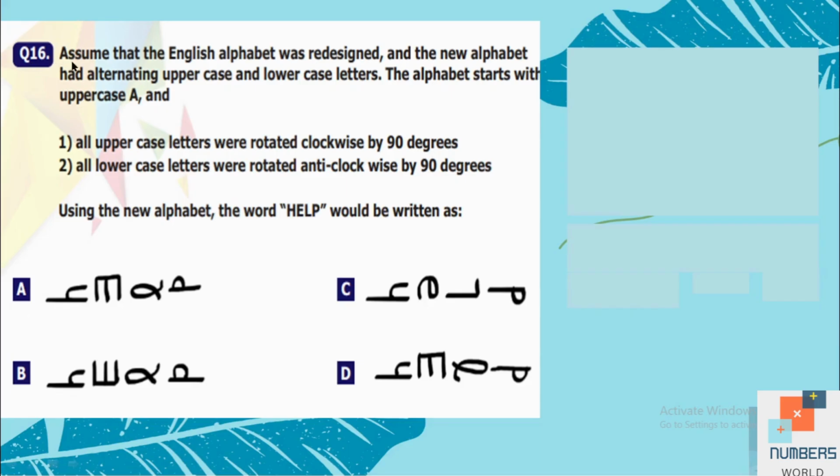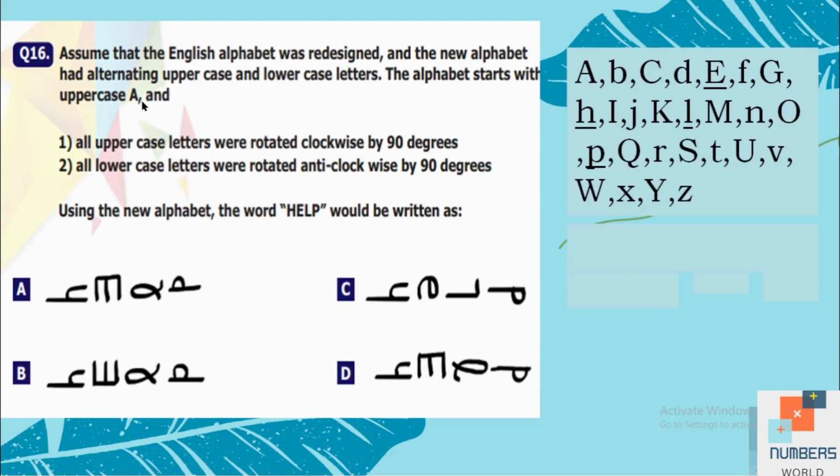Question number 16. Assume that the English alphabet was redesigned and the new alphabet had alternating uppercase and lowercase letters. The alphabet starts with uppercase A. So now, first of all, we can interpret this information like every alternate alphabet is in upper and lowercase. So we will start from A. A is capital, so B is small, C capital, D small. Similarly, we will complete the ABC first.